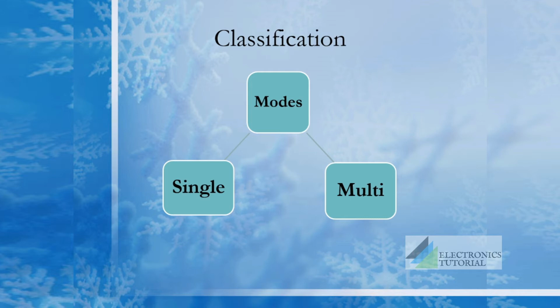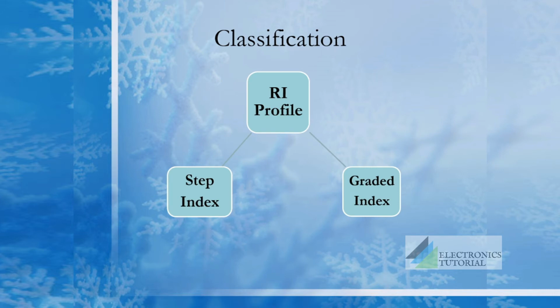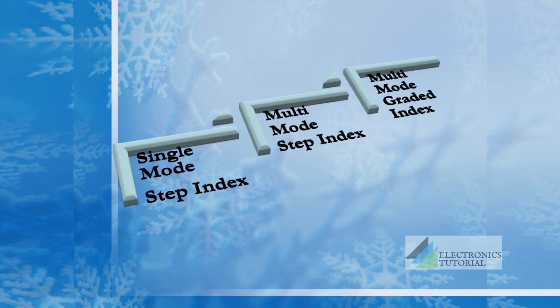Single mode fibers offer only a single path for the light beam. And a multi-mode fiber offers multiple paths for light beams. There is one more classification of fibers. It is based on the RI profile, or the refractive index profile. According to this type of classification, fibers are classified as step index fiber and graded index fiber. Even though we have these two types of classification, in general, we can say that there are three types of fibers. The first one, single mode step index fiber, multi-mode step index fiber, and multi-mode graded index fiber. Let's discuss this in detail.